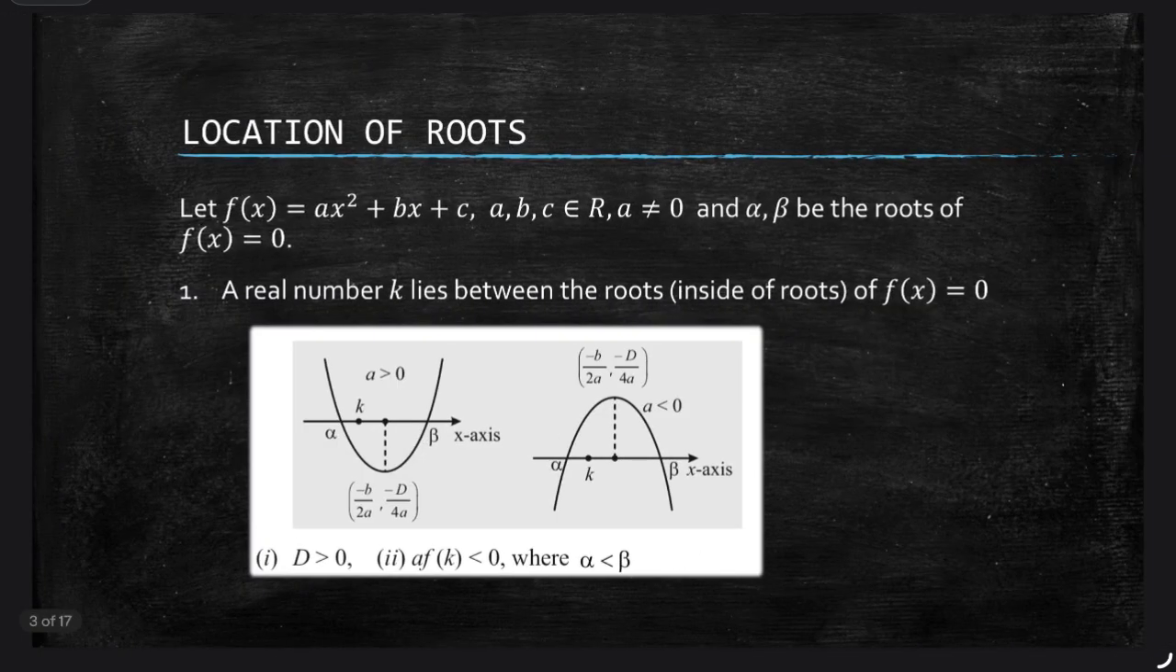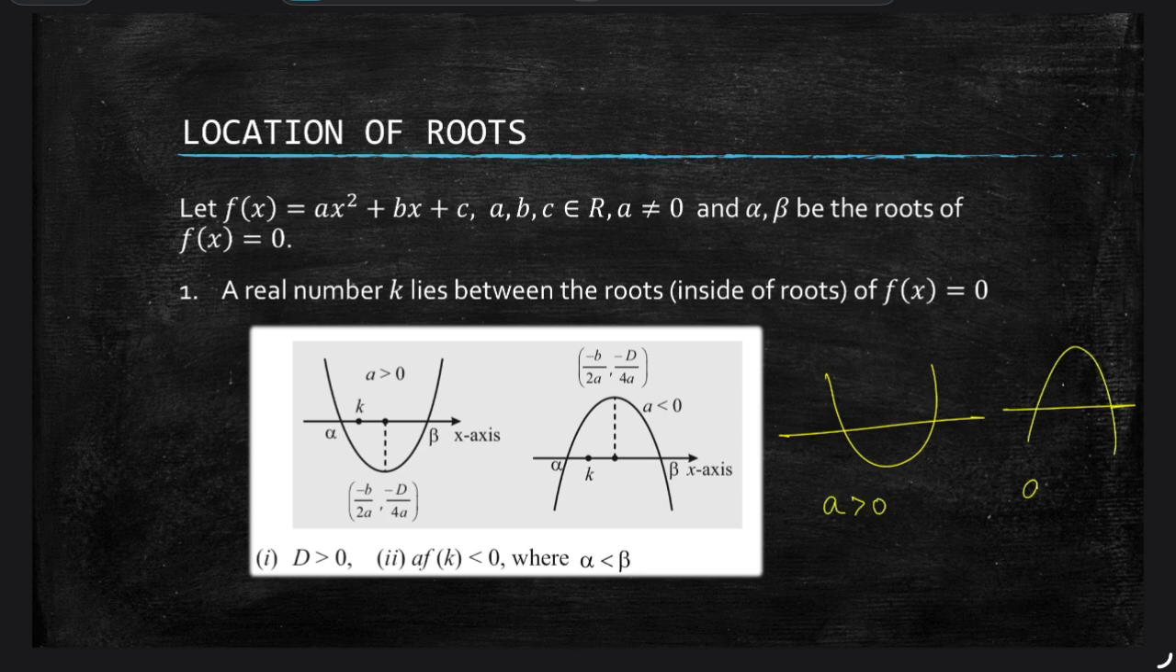Coming to the first one: suppose we have some quadratic equation and alpha and beta are the roots of that equation. We have a number k. So k lies in between the roots. It means k lies inside the roots. What will be the condition? We know that if we have any quadratic equation, then only two possibilities are there. Either my graph will be like this or the graph will be like this. So in the first one I'll say a is positive, in the second one a is negative.